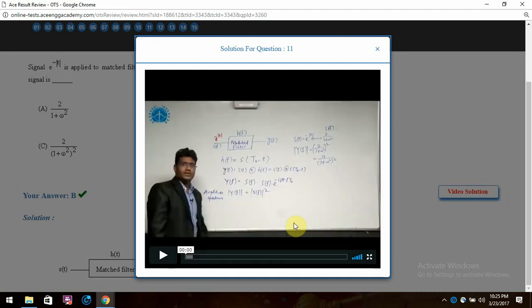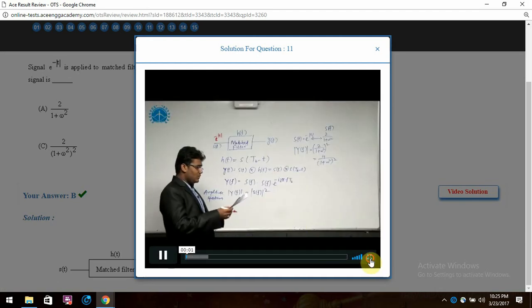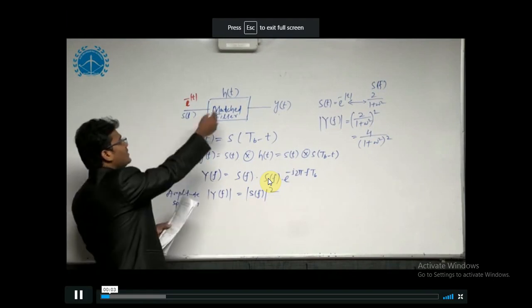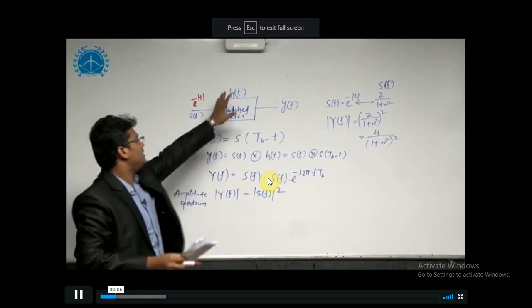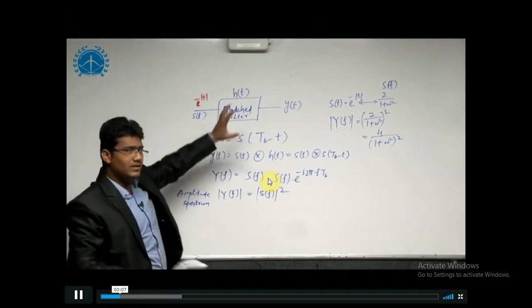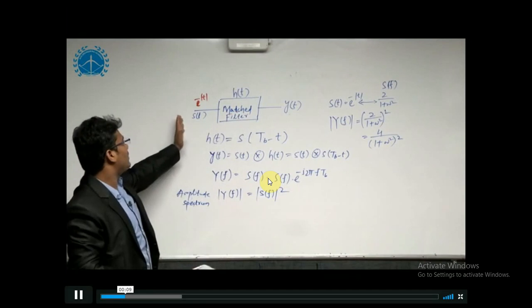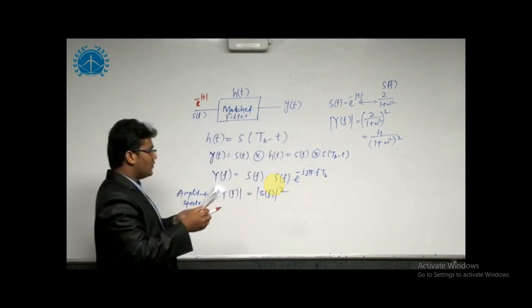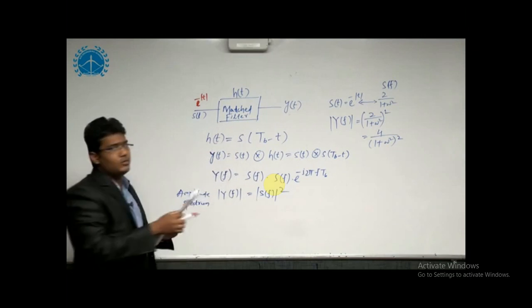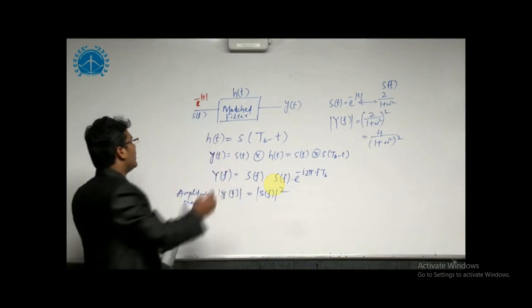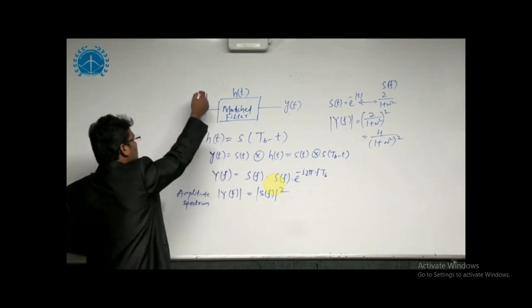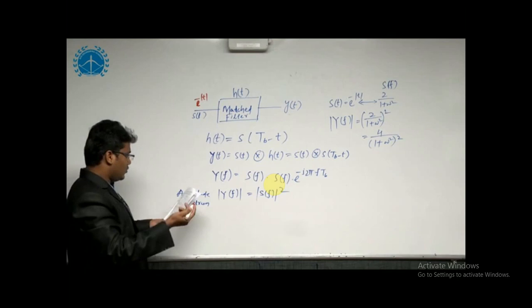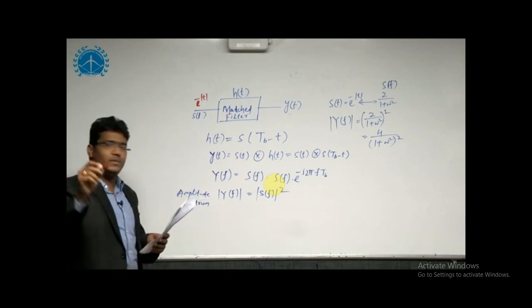Friends, in this question, one input we are giving to a matched filter whose transfer function is h of t, and the input I am giving is s of t, and I am getting output y of t. What is being asked? The amplitude spectrum of the output signal is asked in the question. The input given in the question is e to the power minus mod of t.